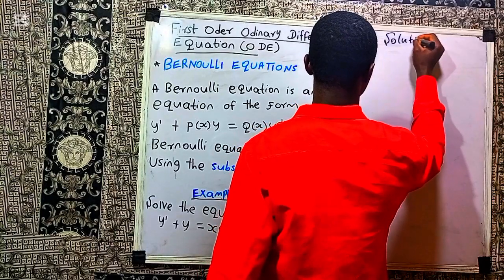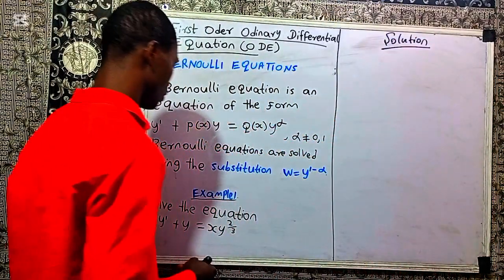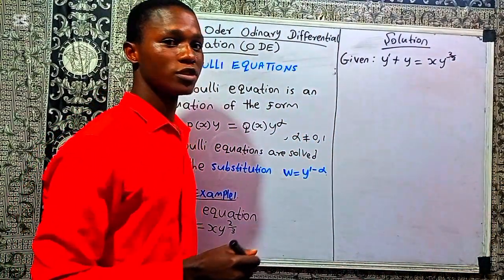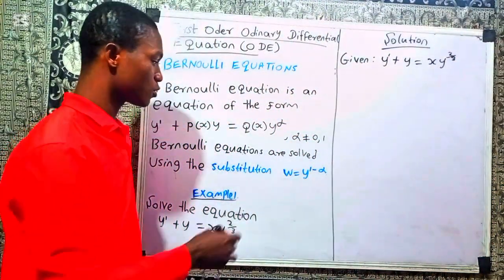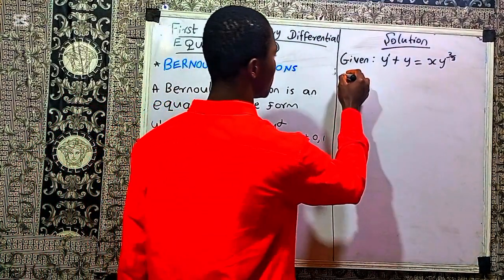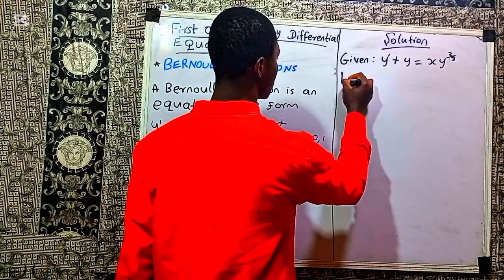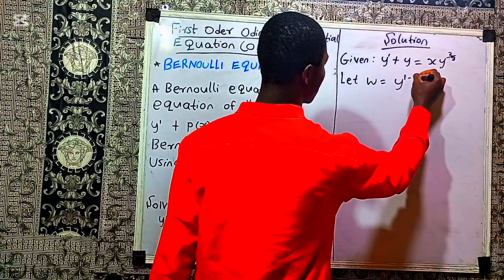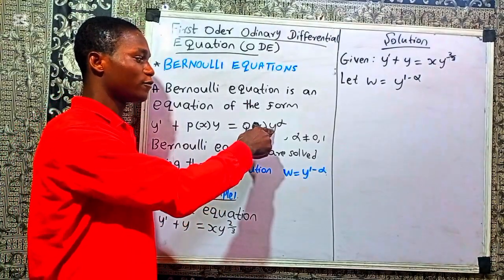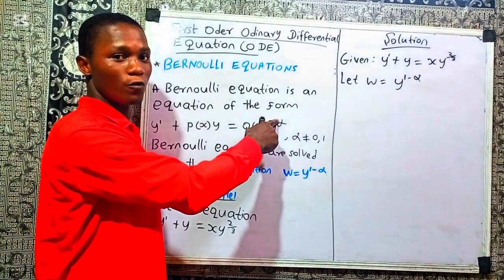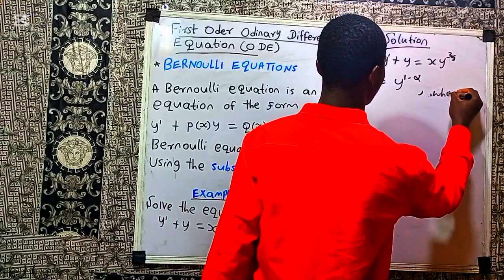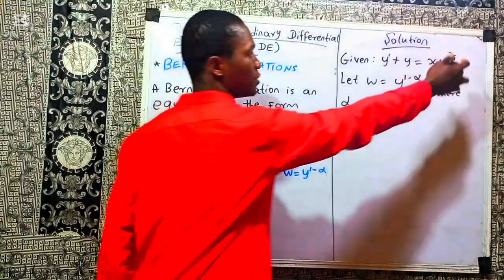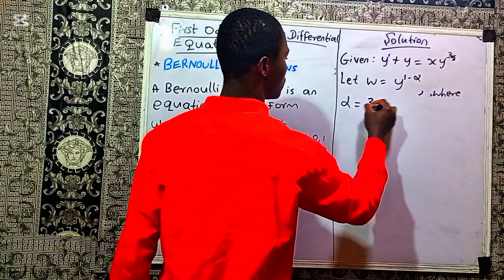Solution. So we have the equation given to us, right? This is what is given to us. So we use the substitution. What is the substitution? We are going to say let w be equal to y raised to power 1 minus alpha, where alpha is the index of y here. What is alpha here? 2 over 3.